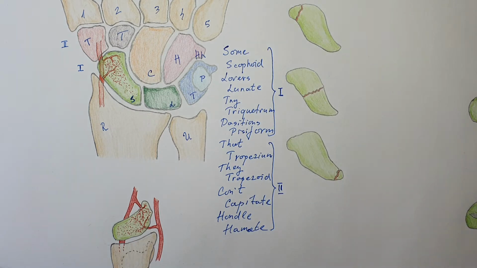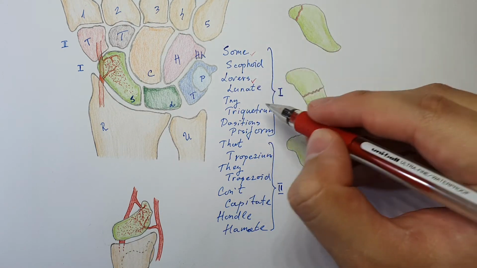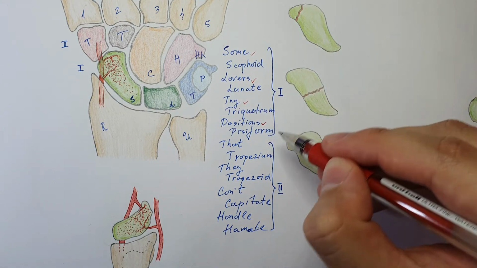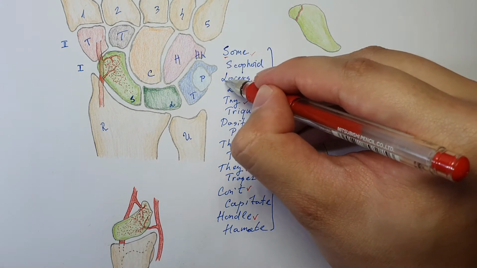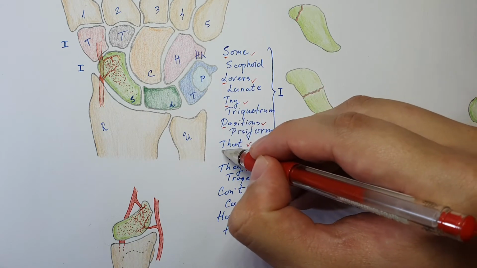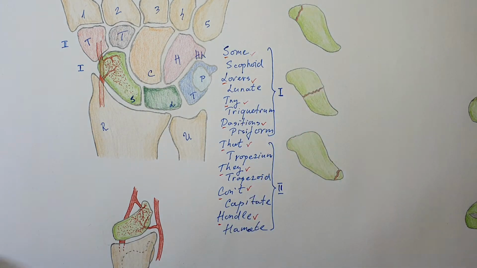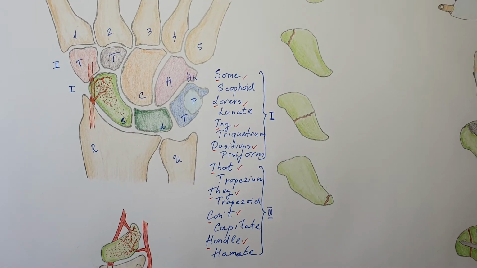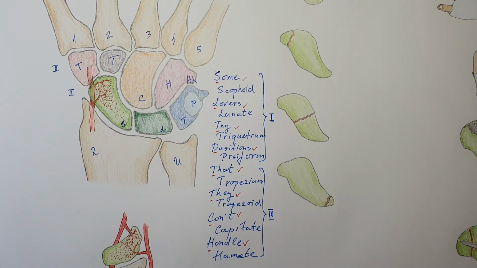So it is easy to remember: Some lovers try positions that they can't handle. If you remember this sentence and the first letter of the words, it is easy to remember the names of the carpal bones, which are actually easy to forget once you pass anatomy.